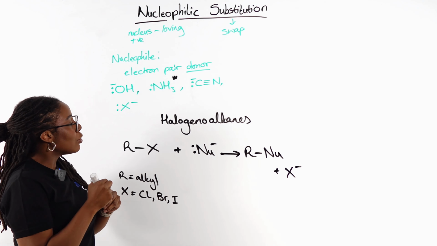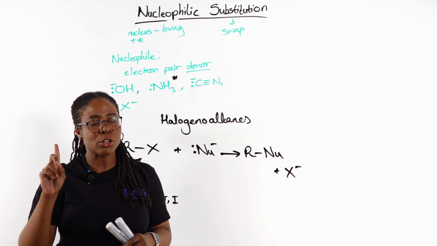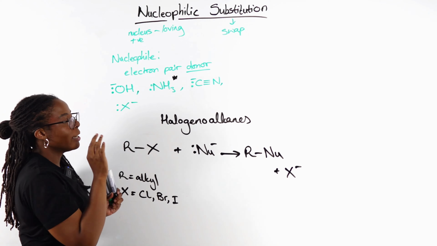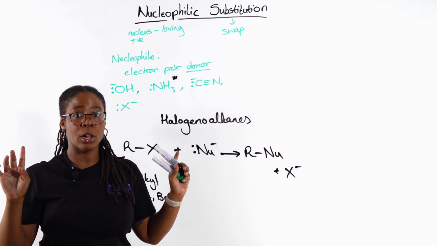Now, what does this look like in terms of the mechanism? I'll show you a couple of examples. I'll show you probably the most common one that you're going to see, which is with your hydroxide ion. And then as promised, I'll show you with the slightly stranger neutral ammonia.